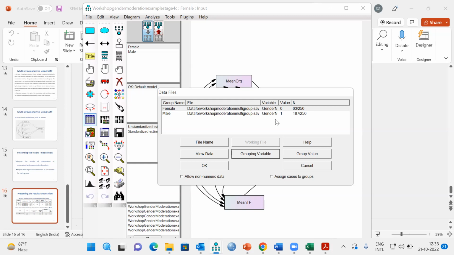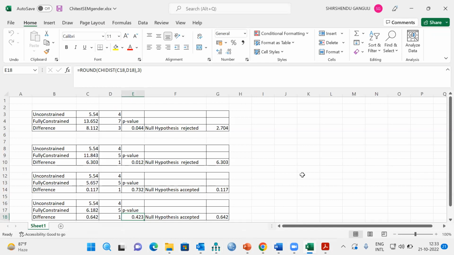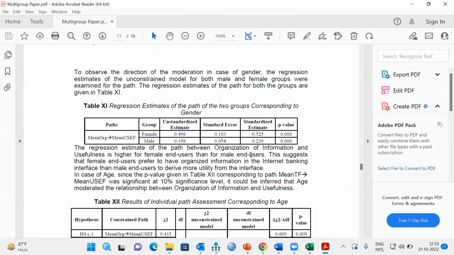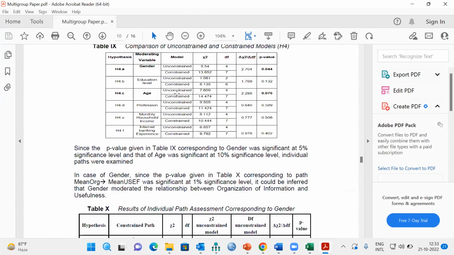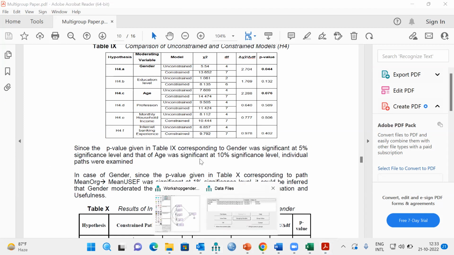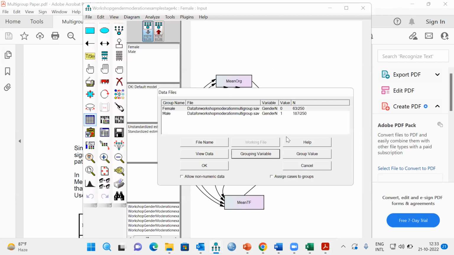In this case, we divided into male and female. In fact, in the data set that I have sent you, there are a number of categorical variables: male, female, then age group, and then low user, high user, some three or four variables. We have done it for gender, but you can check the others also, like age group, education level, etc. You can check each of them for your model, for the moderation effect of each of them.